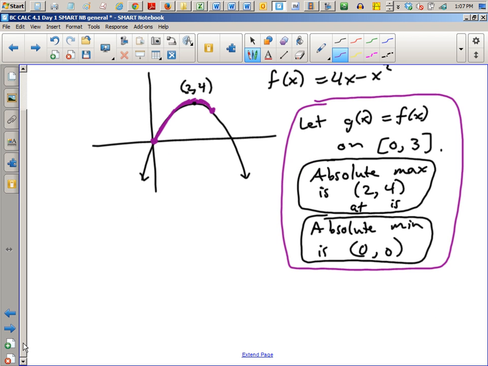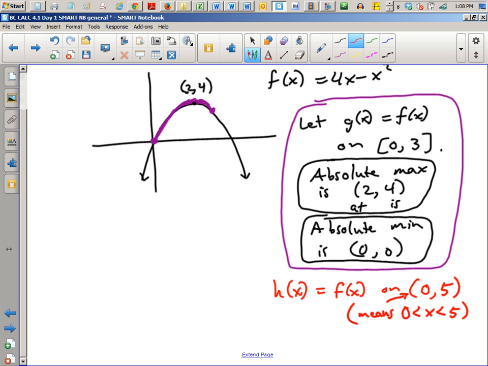All right, let's do it again. This time we're going to switch the domain and we'll do h of x. Let h of x be f of x, but only on the interval 0 to, let's do 5. So this means between x is 0 and x is 5, as you know.